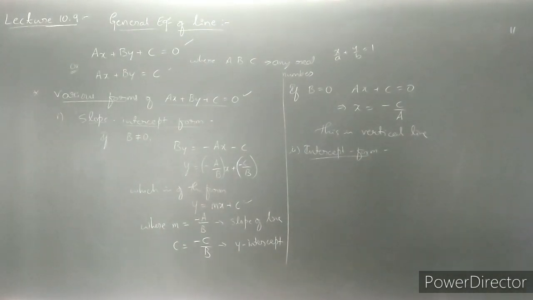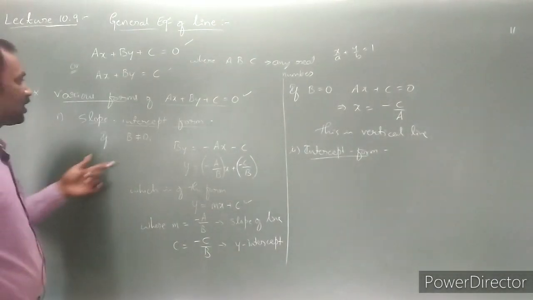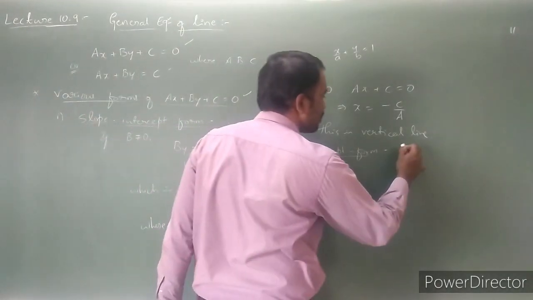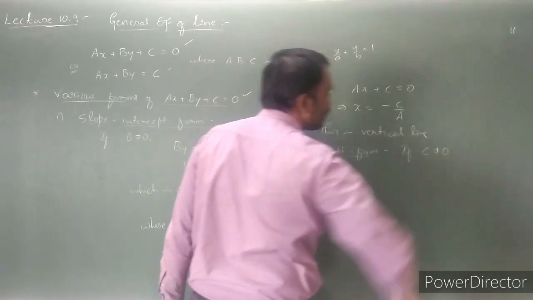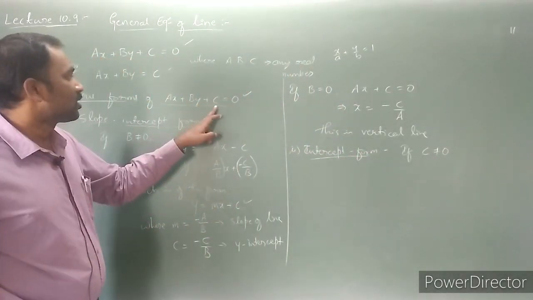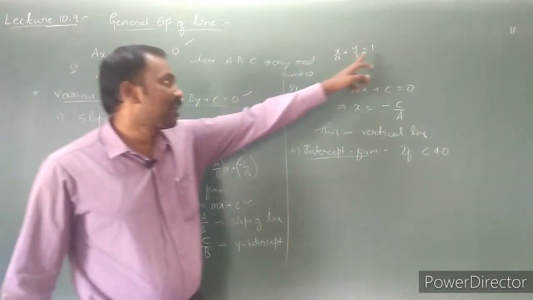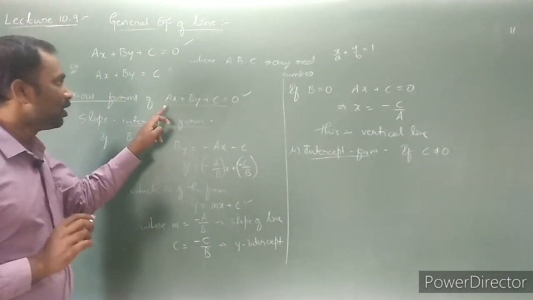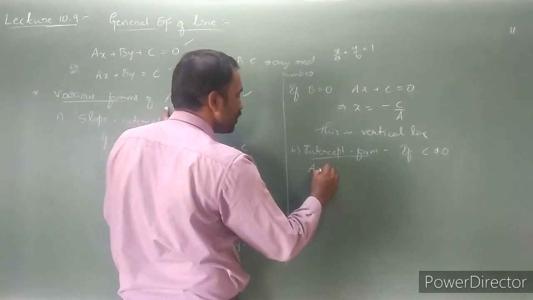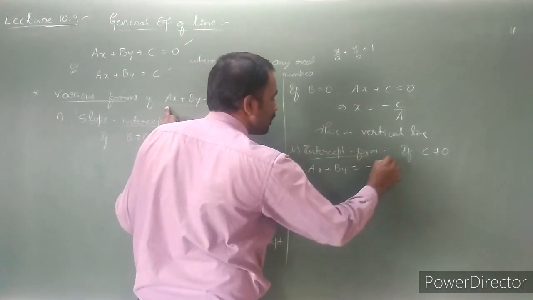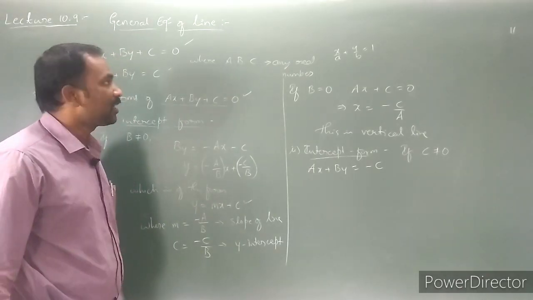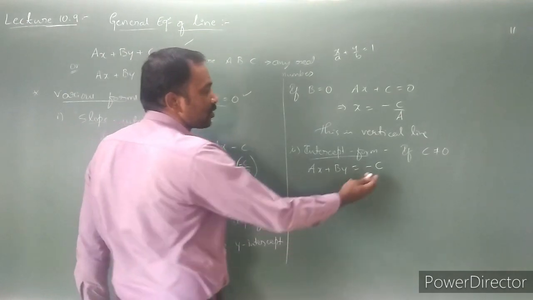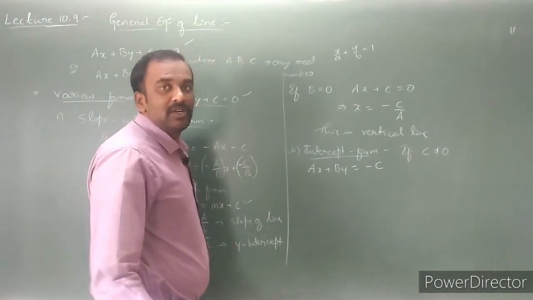Now, how to get the intercept form? To get the intercept form of this line equation, there is a particular condition. What is the particular condition? The constant term should not be 0, because on the right hand side I need the 1. So, if c is not equal to 0, how can we write this? ax plus by is equal to minus c. Now we need it in this manner: x by a plus y by b is equal to 1. So on the right hand side I just need the 1.